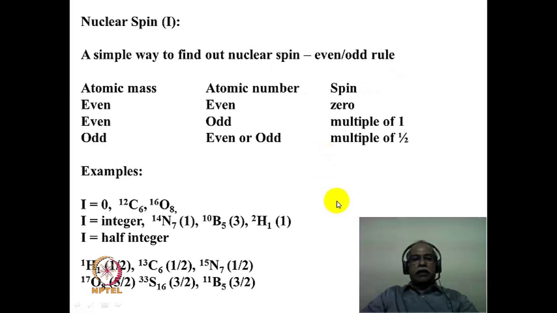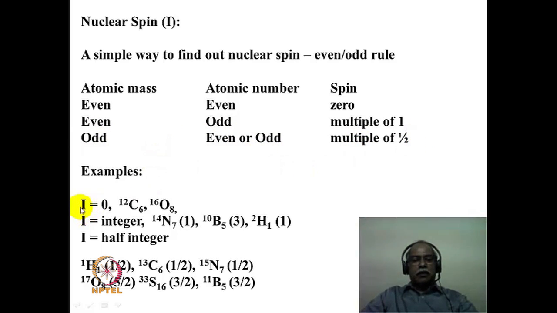Now there is an easy way to find out the nuclear spin of a given nucleus. This is called the odd even rule. This is a highly empirical rule. It has no theoretical basis. It is a mnemonic kind of methodology to determine the spin of a given nucleus. This is purely based on atomic mass and atomic number. When the atomic mass and atomic number are even, the spin is always 0. When the atomic mass is even and the atomic number is odd, the spin will be a multiple of 1. And when the atomic mass is odd and the atomic number is either even or odd, then the spin will be a multiple of half.